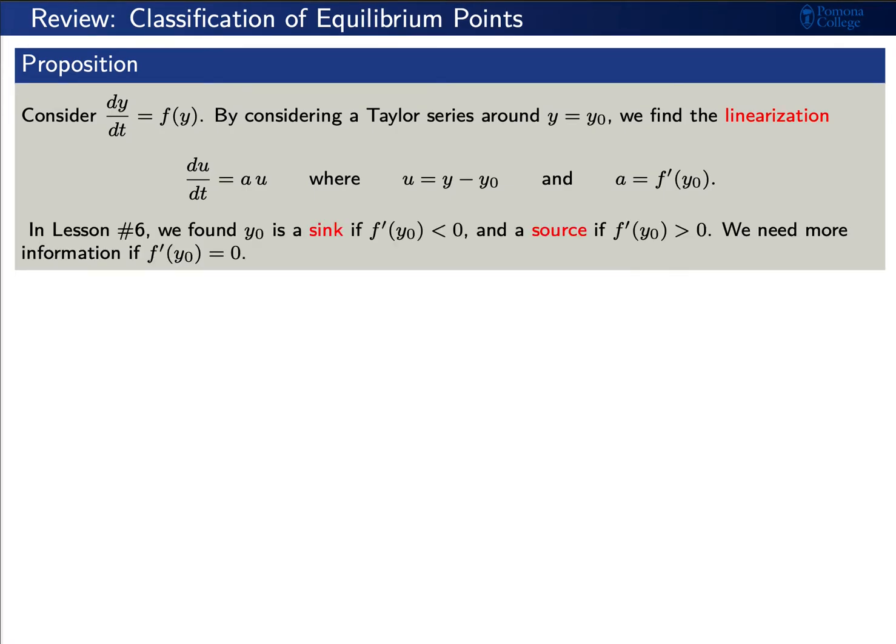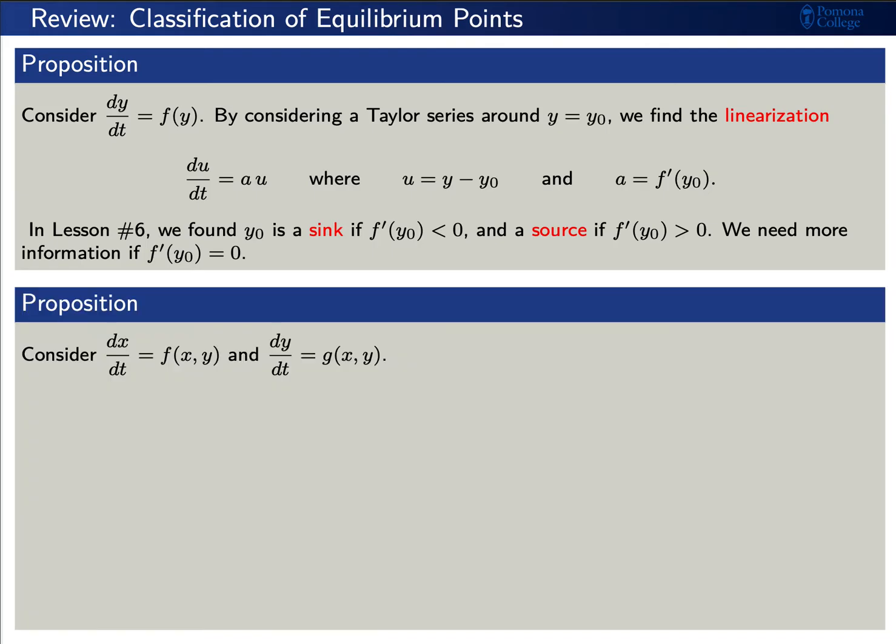In lesson number 6, we found that the equilibrium point y sub 0 is a sink if f prime of y sub 0 is negative, a source if f prime of y sub 0 is positive, and that we're inconclusive with this information if f prime of y sub 0 equals 0. We need a little bit more information before we can classify this equilibrium point as either a sink, a source, or perhaps even a node.